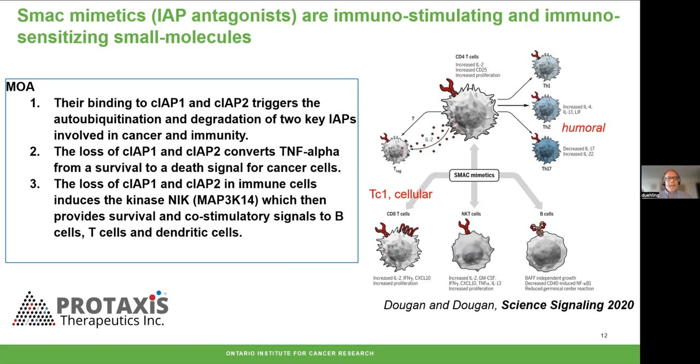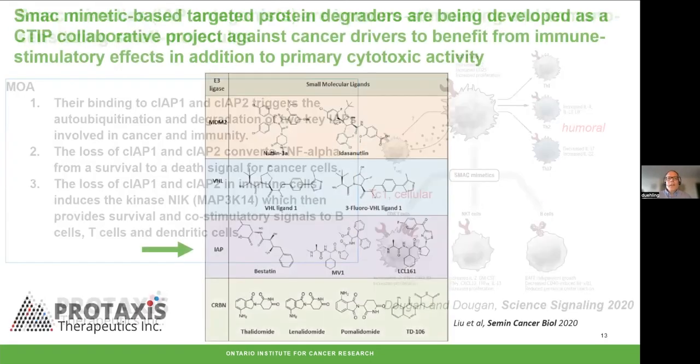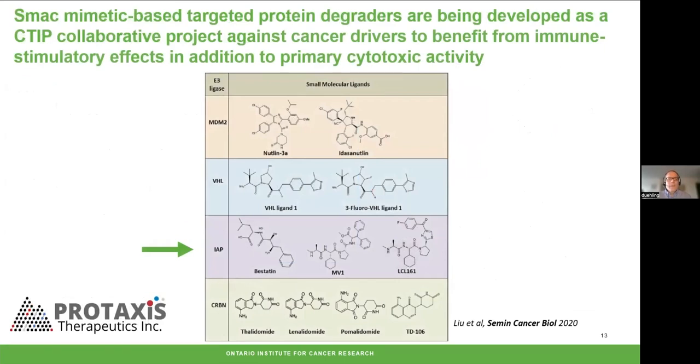In terms of loss of cIAP1 and 2, you could actually convert TNF alpha from a survival to a death signal for cancer cells. Also, loss of these proteins in immune cells induces a kinase called NIK, which provides survival and co-stimulatory signals for B cells, T cells, and dendritic cells. And we're starting to take on, with a company which we are collaborating with, who's really driving this, Protaxis, working with Eric Lacasse and James Jaquith.